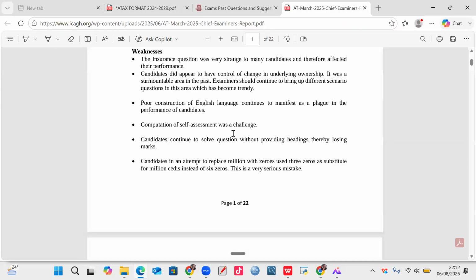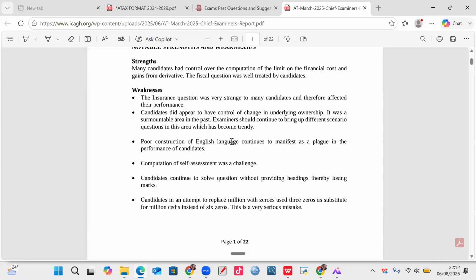Okay. So we cannot approach the exam hall not knowing what questions will be asked. No. We must have predetermined, or predefined, areas the questions will emerge from, so that we are not taken by surprise. So the insurance question was very strange. No, it shouldn't be strange. Candidates did appear to have control of change in underlying ownership.